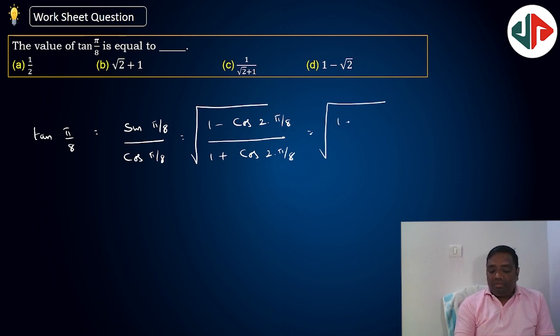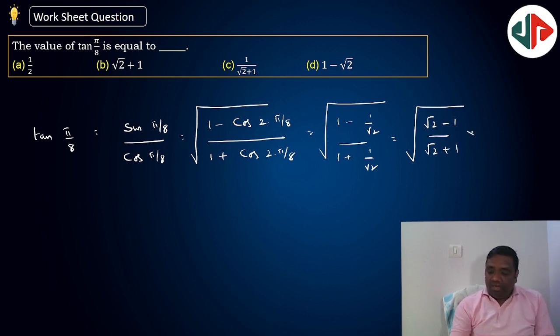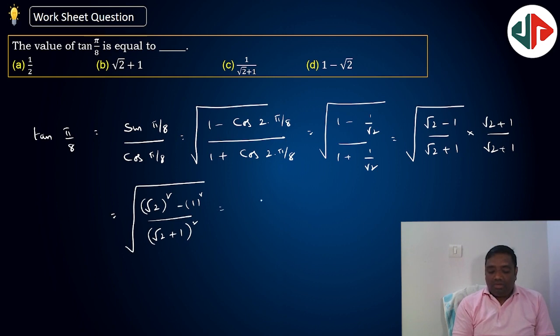So cos pi by 4 means 1 by root 2. Then this value is nothing but root 2 minus 1 by root 2 plus 1. If we simplify, it is nothing but root 2 minus 1 whole square by root 2 plus 1 times root 2 minus 1, under the root. So what is your answer? 1 by root 2 plus 1, or root 2 minus 1.